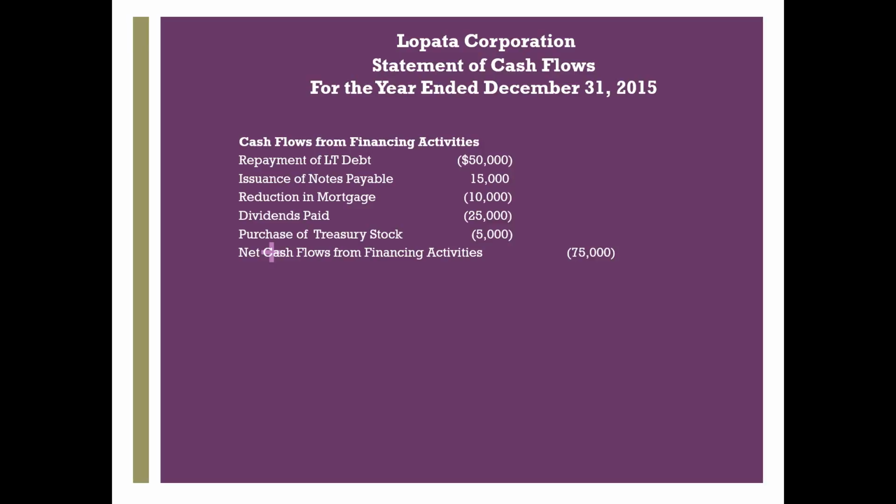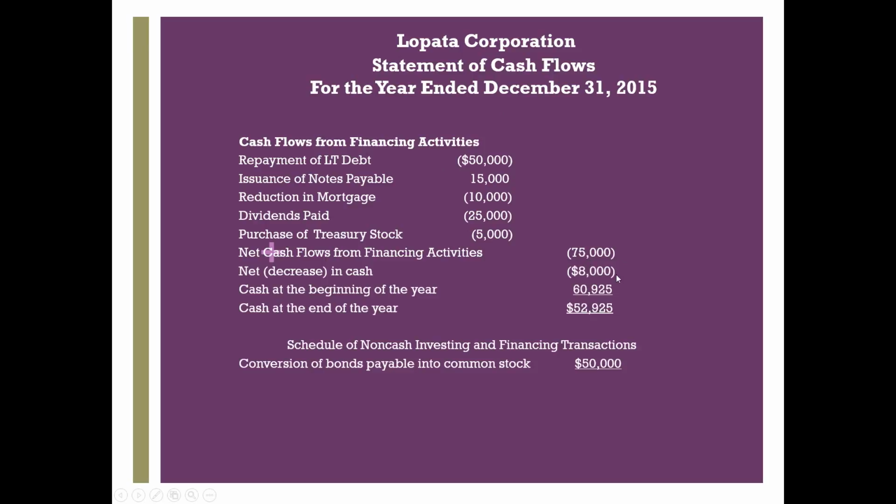11 says we declared and paid cash dividends of $25,000. Okay, definitely an outflow because we're paying our dividends to our shareholders. And then it says we purchased treasury stock on number 12 for $5,000. So there's our outflow of $5,000. The net effect of all of these transactions is an outflow. Net cash from financing activities is a $75,000 outflow.